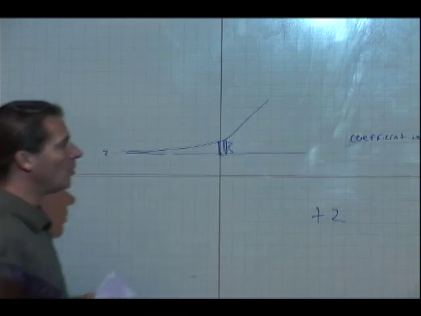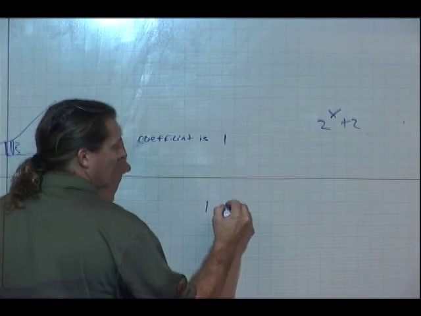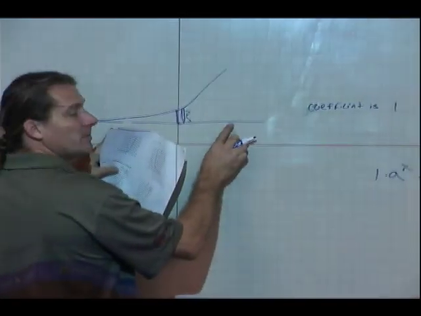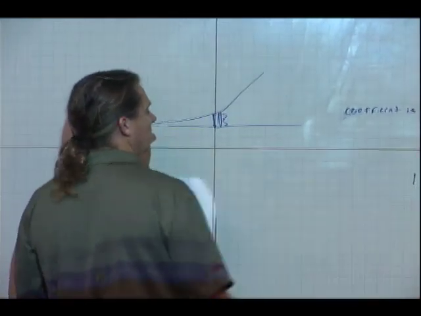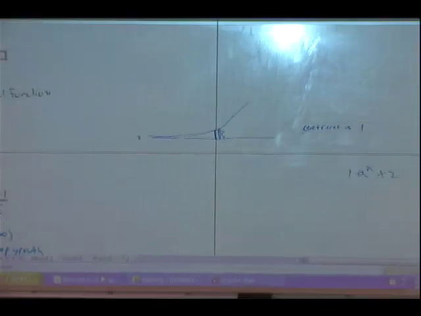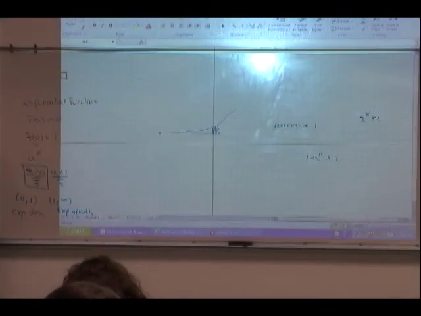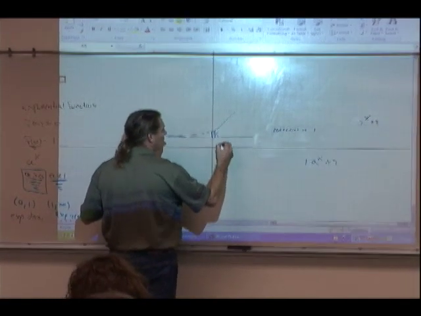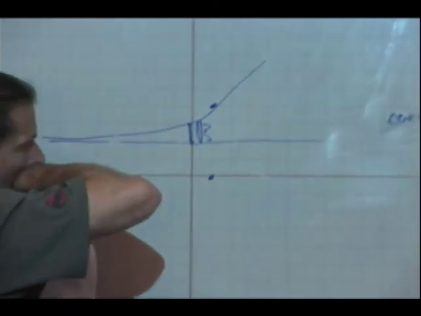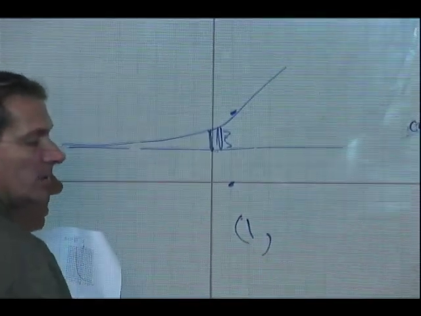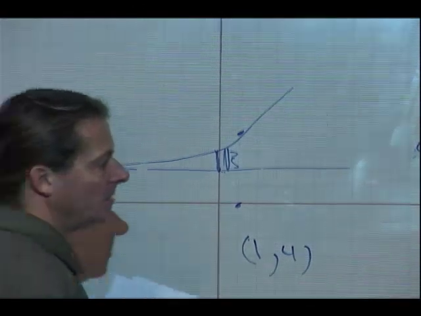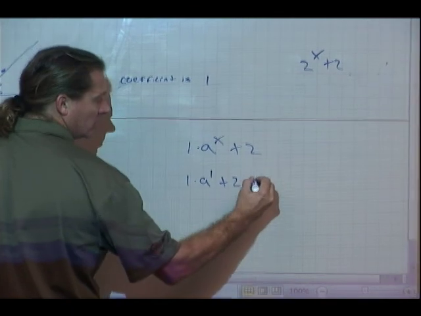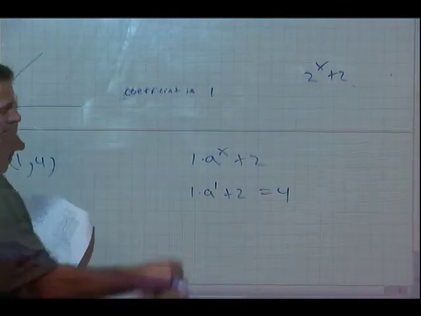Okay. So I already know that it's going to be 1 times a to the x plus 2. The plus 2 comes from the location of the asymptote. The 1 comes from the distance away from the asymptote to the y-intercept. Now, to find out what a is specifically, I go choose a point that I can see. When x equals 1, what is this value right here? When x equals 1, what does y equal? 4. Okay? So, when x equals 1, I have 1 times a to the first power plus 2 must equal 4. These ones don't need to be here.